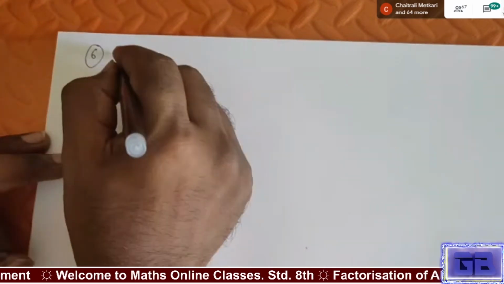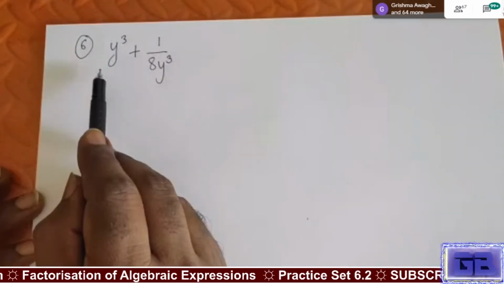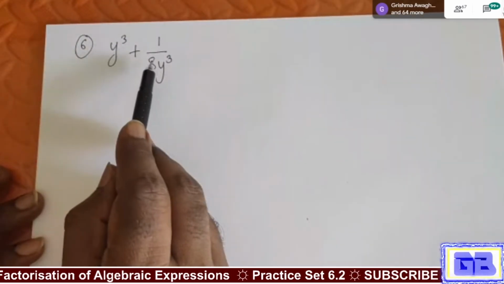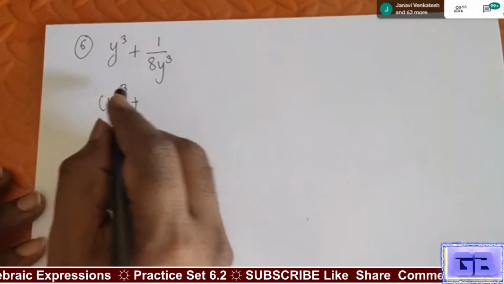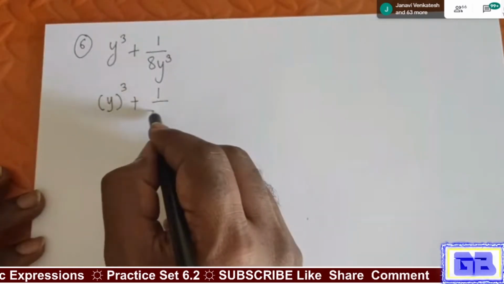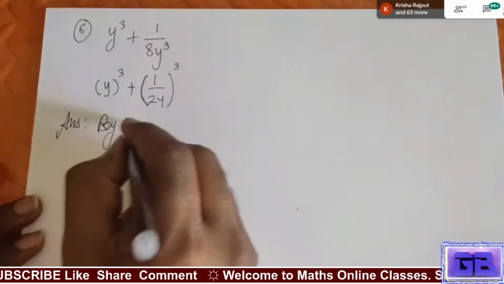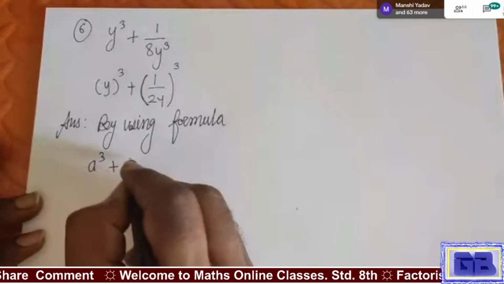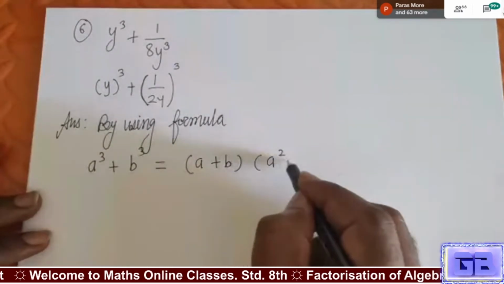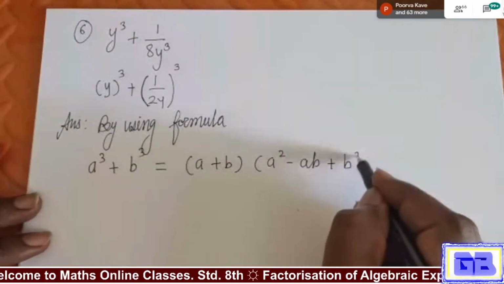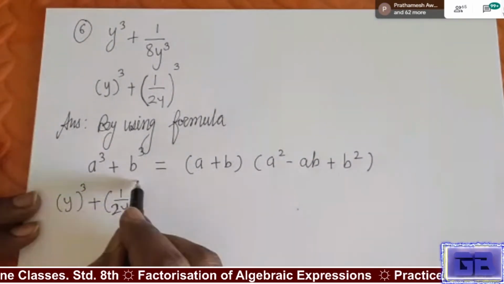y cube plus 1 upon 8y cube. Take these terms in bracket in cube root form. y bracket cube plus 1 upon 2y whole cube. By using the formula, a cube plus b cube equals, in the first bracket a plus b, in the second bracket a square minus ab plus b square. y cube plus 1 upon 2y bracket cube.